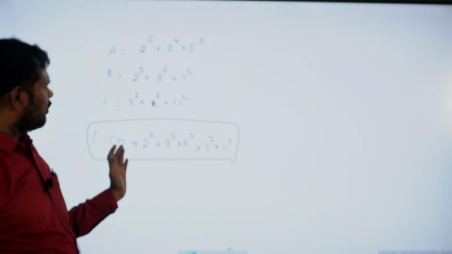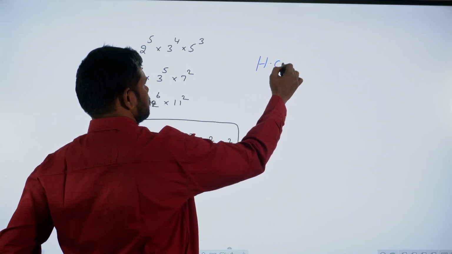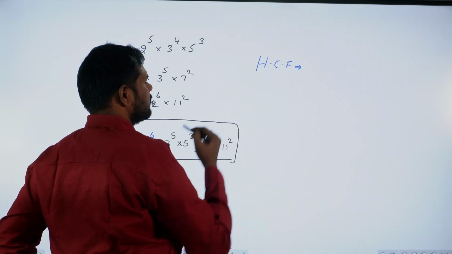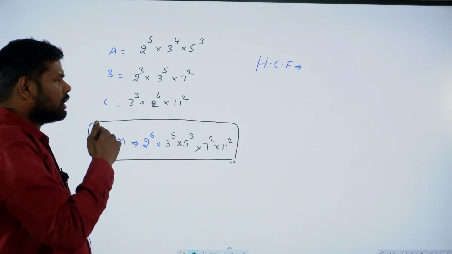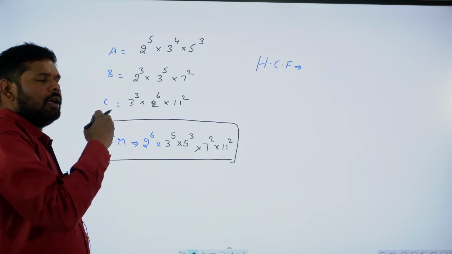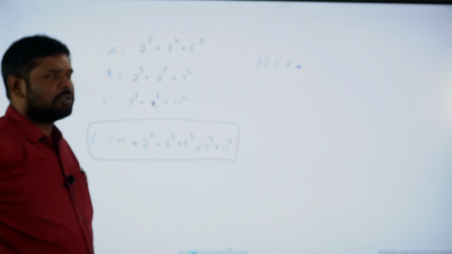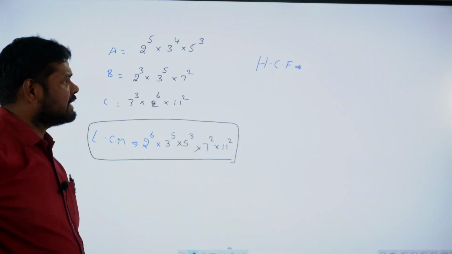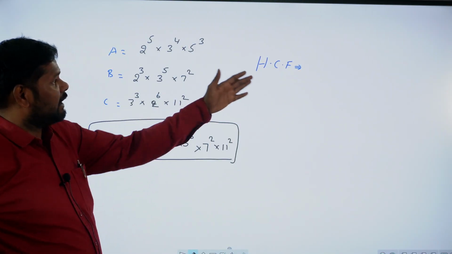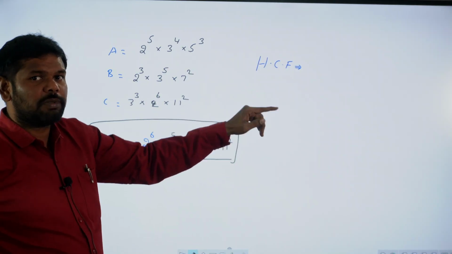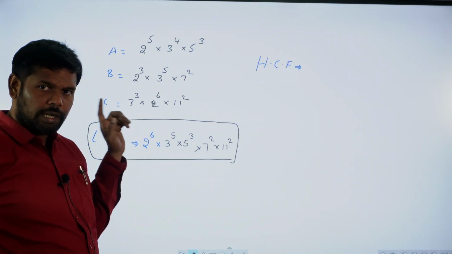Suppose for the same three numbers, what is the HCF, the highest common factor? For multiples, you always consider the largest power, and it is not necessary to be present in all the numbers. But for HCF, the highest common factor, the numbers are divided by it, so it must be present in all the numbers.